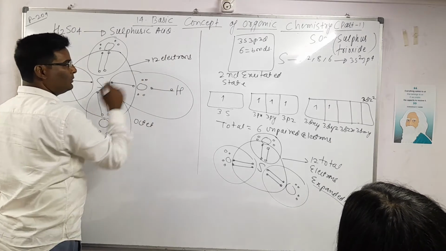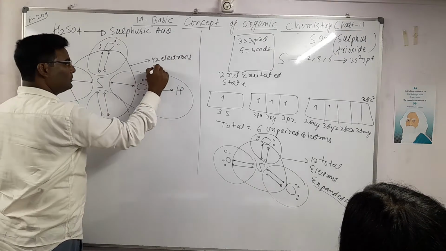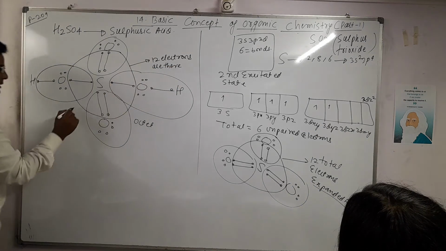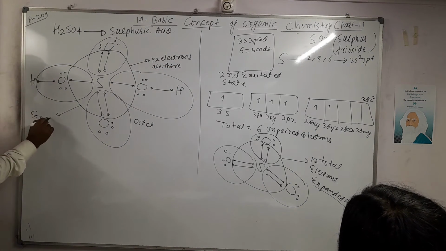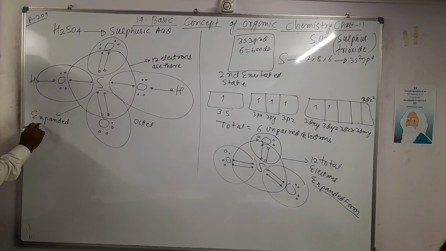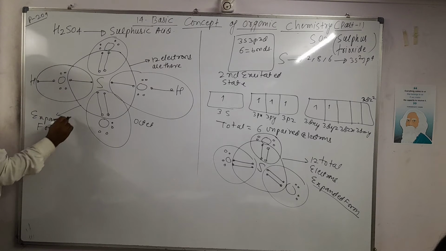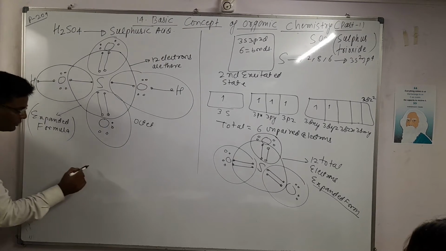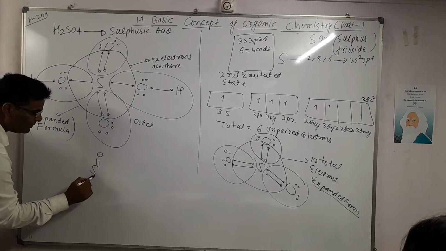Total 12 electrons are there in sulfur. So this is called the expanded form. Expanded form. And this is the structure for sulfuric acid, H2SO4. So in a simple manner it can be drawn like this, right?